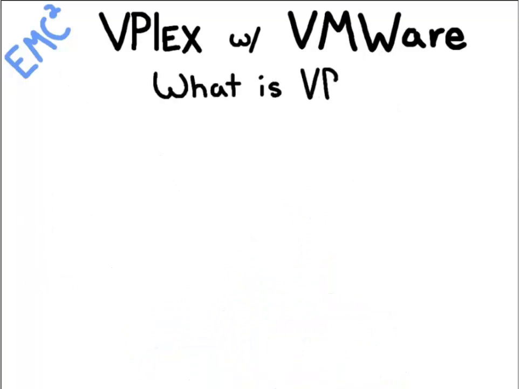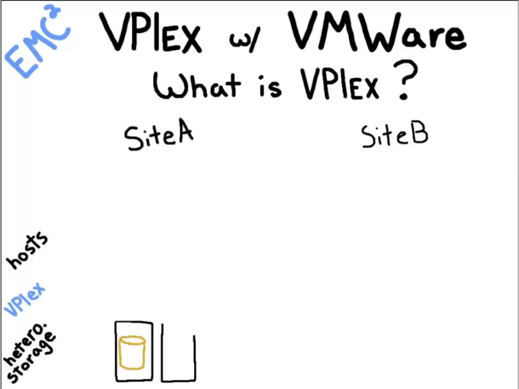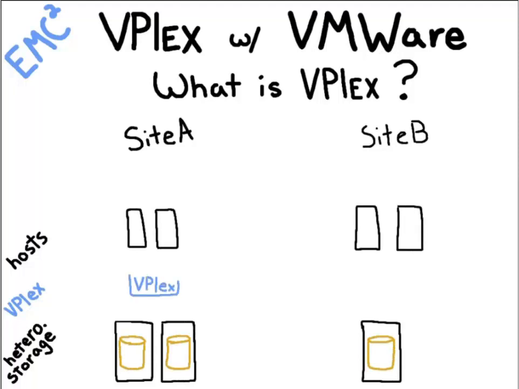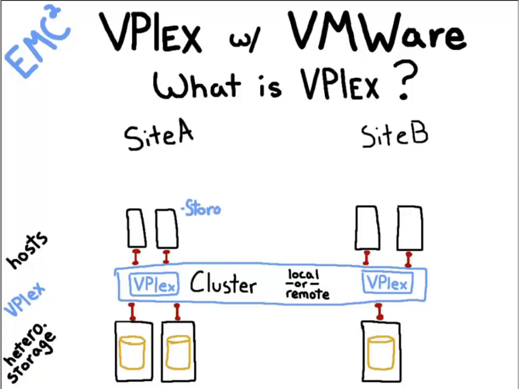So what exactly is VPLEX? VPLEX is a hardware and software virtualization platform. It's an in-band SAN virtualization device that sits between the hosts and the storage assets. Much like how VMware virtualized the compute layer, VPLEX is virtualizing the storage layer. To a host, VPLEX looks like the storage, and to the storage, VPLEX looks like the host.